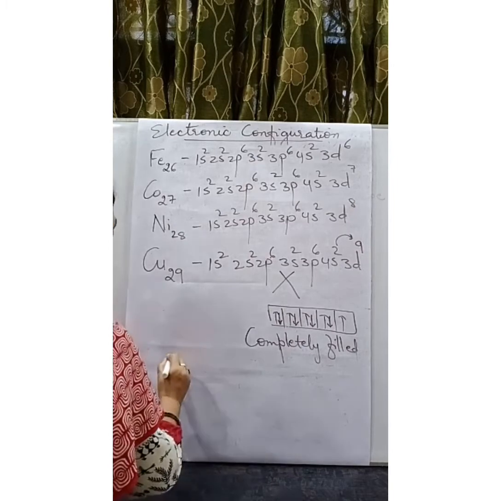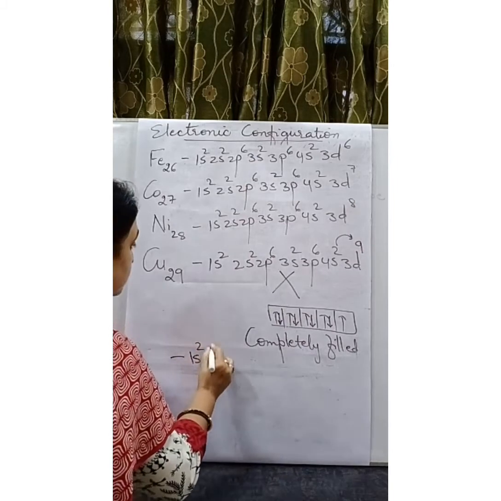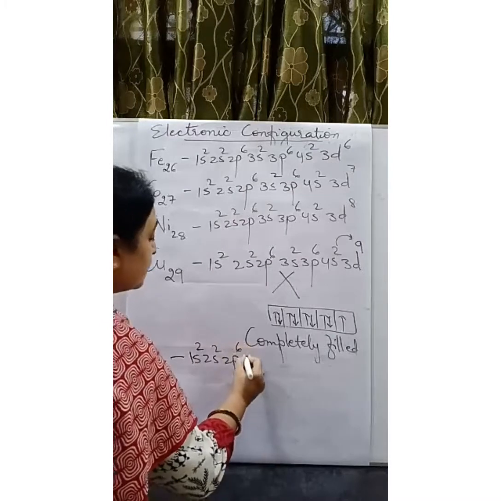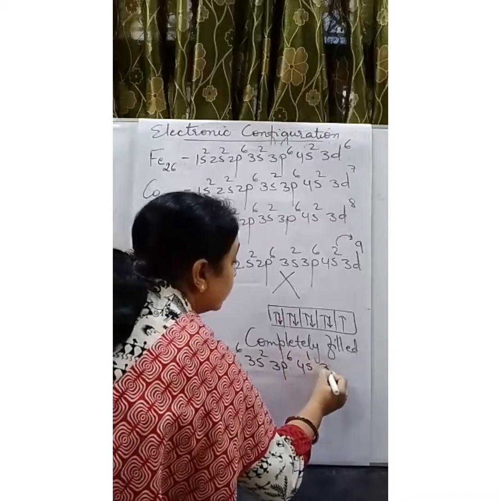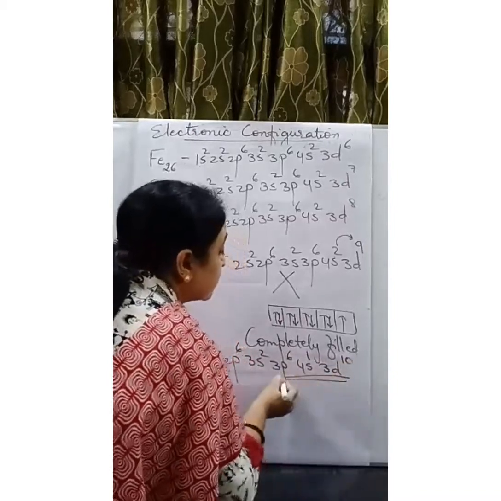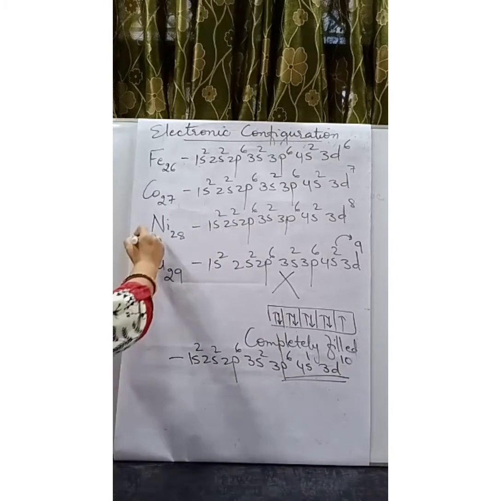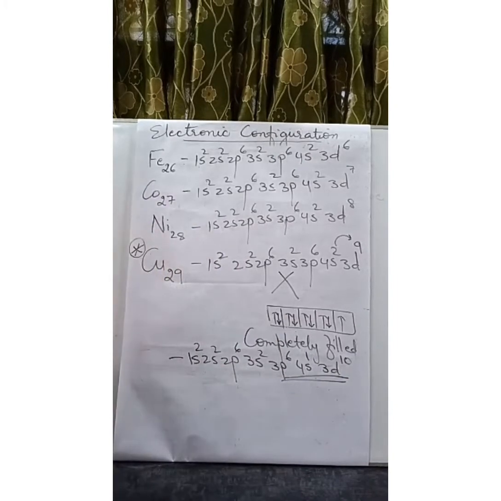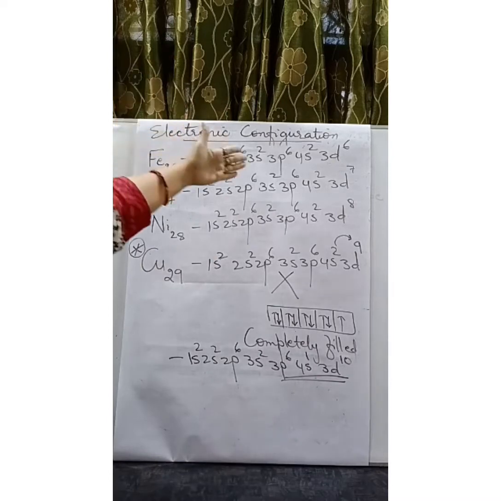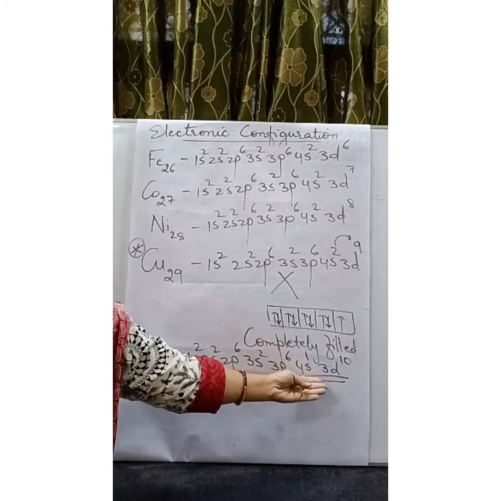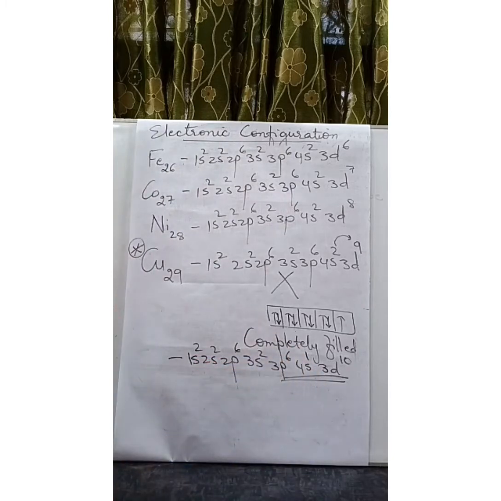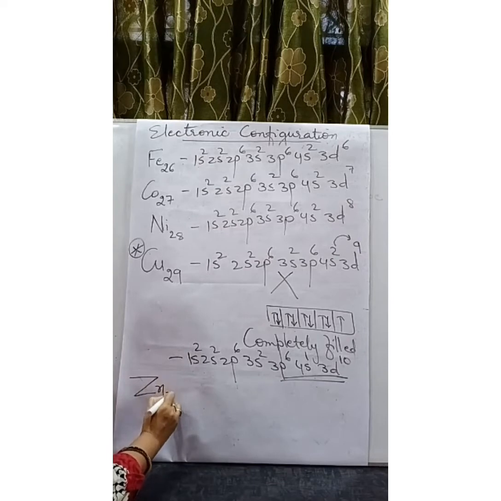So now the configuration of copper becomes 1s2, 2s2, 2p6, 3s2, 3p6, 4s1, 3d10. This is the configuration of copper. So copper and chromium, they are exceptions because they need stability. In chromium, it attains a half filled orbital to become stable, and copper becomes completely filled to attain stability. And the last element is zinc.